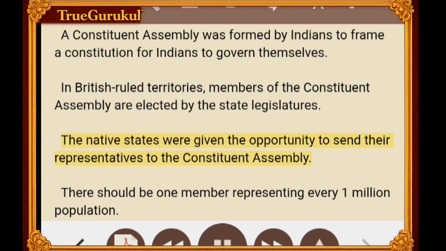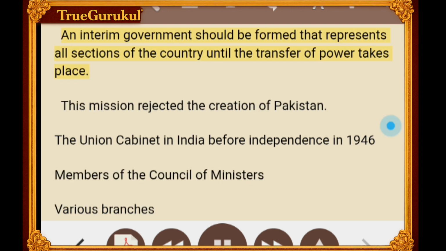The native states were given the opportunity to send their representatives to the Constituent Assembly. There should be one member representing every 1 million population. An interim government should be formed that represents all sections of the country until the transfer of power takes place. This mission rejected the creation of Pakistan.